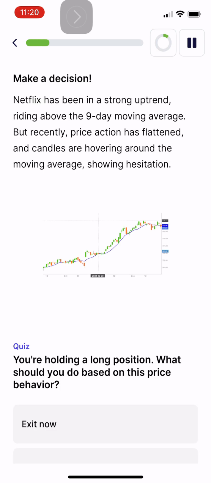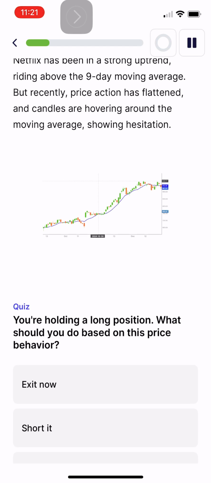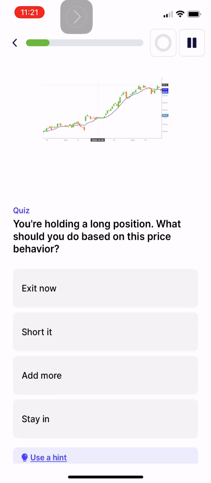Netflix has been in a strong uptrend, riding above the 9-day moving average. But recently, price action has flattened, and candles are hovering around the moving average, showing hesitation. You're holding a long position. What should you do based on this price behavior? Exit now. Short it. Add more. Stay in.